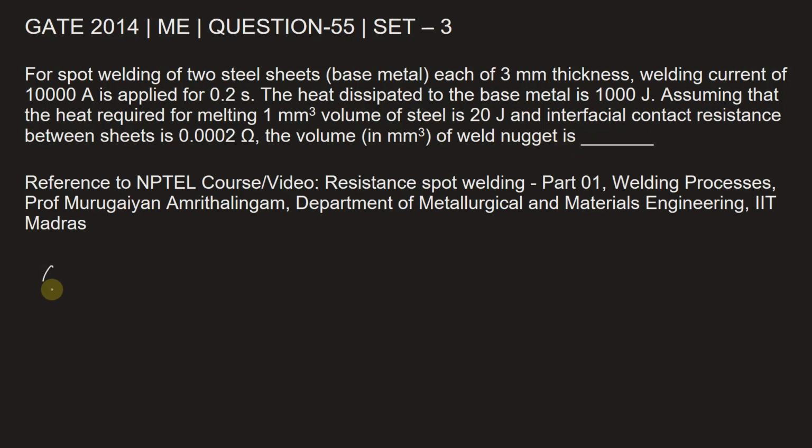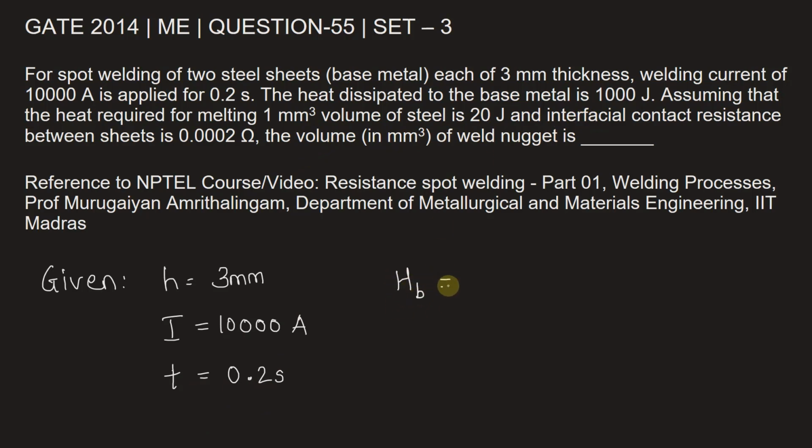Let's write the given things. The thickness of the base metal H is 3 mm, welding current I is 10,000 ampere. It is applied for the time 0.2 seconds, so T is 0.2 seconds. Heat dissipated to the base metal is 1000 joule, so we can say HB, heat dissipated to base metal, is 1000 joule.